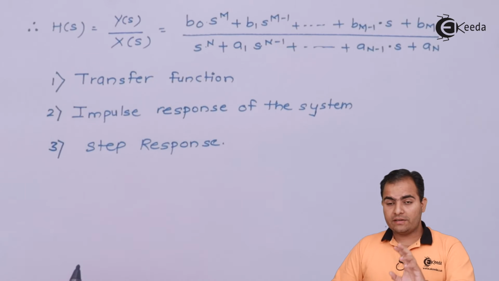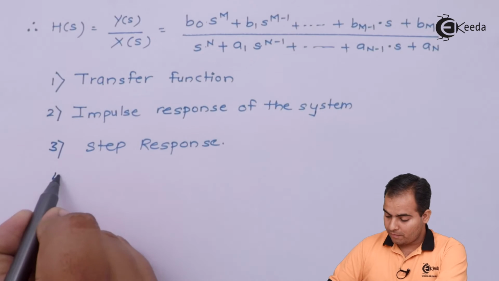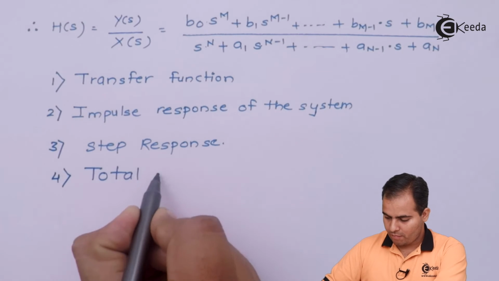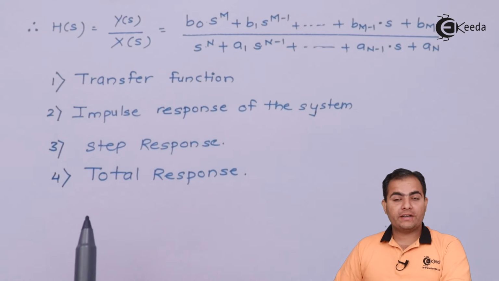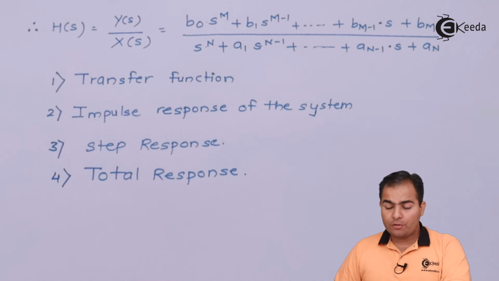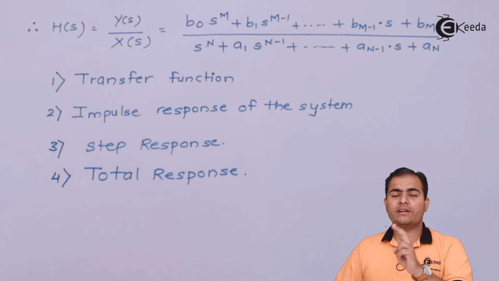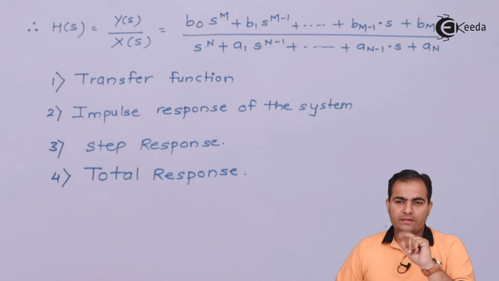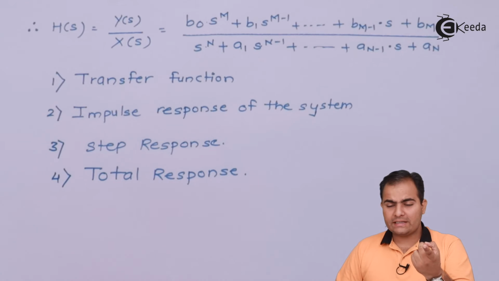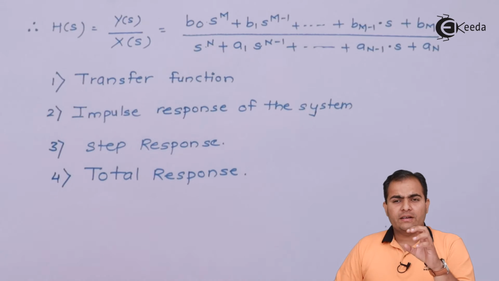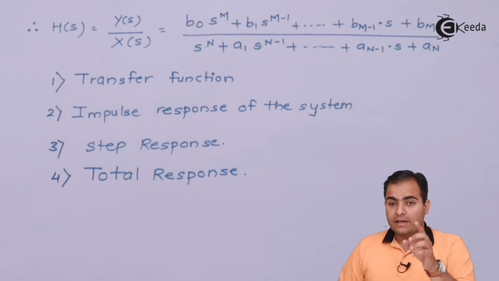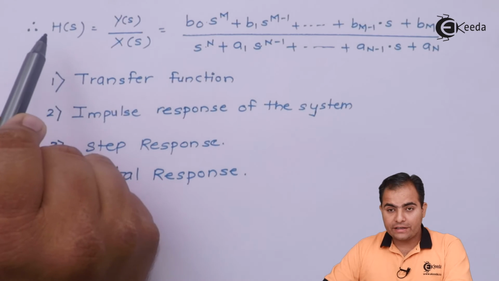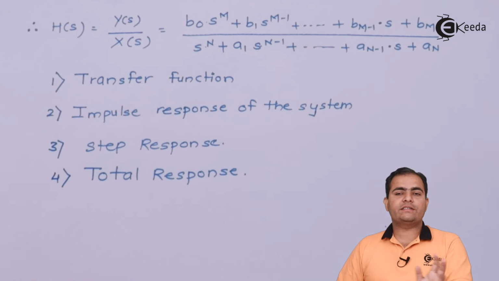In the exam they will ask you a different question. Now the fourth part is total response. How to find out total response? Basically the total response is asked in two ways. The first one is, in the first case they will simply give you the initial condition values. Initial condition values means what? Basically while calculating H of s we have assumed initial conditions are 0.